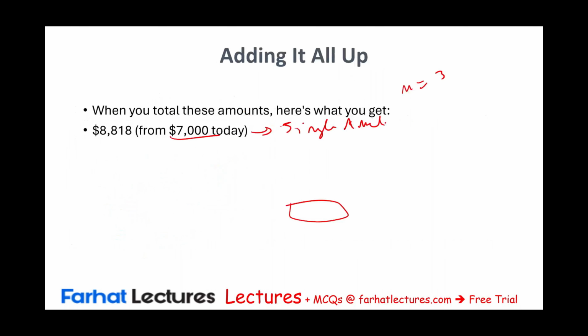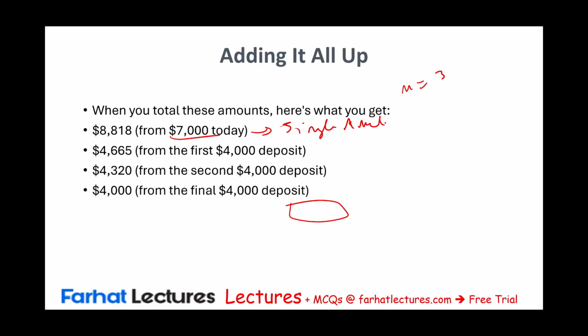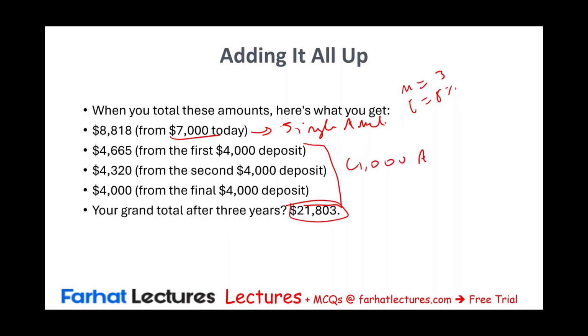Interest rate equal to 8, I equal to 8%, and find the factor and take 7,000 times that factor. For the 3 deposits, for the $4,000 deposit, this sounds like an ordinary annuity, n equal to 3, I equal to 8%, you find the factor and multiply 4,000 by that factor, and you add the answers and you will get 21,803.